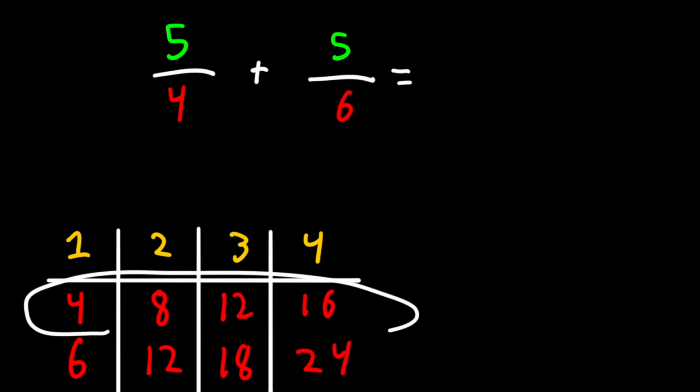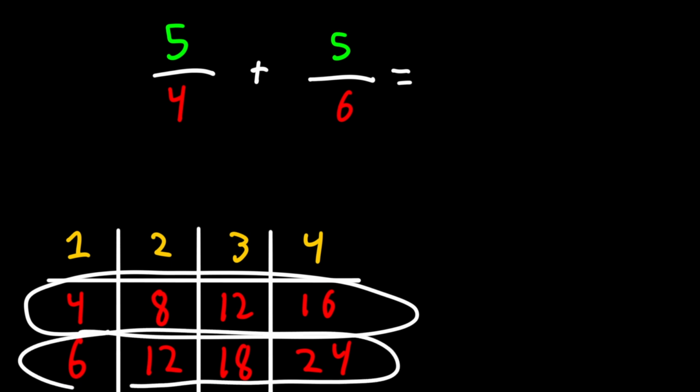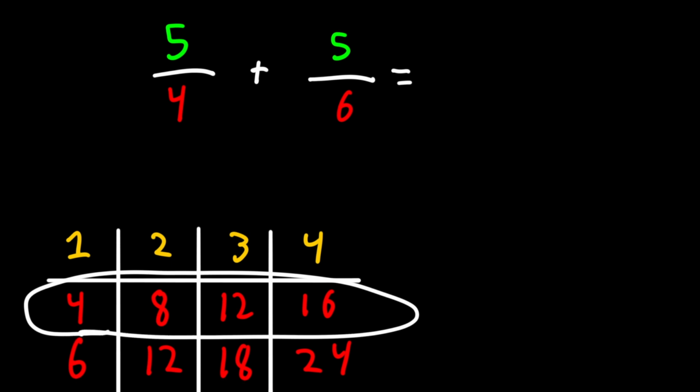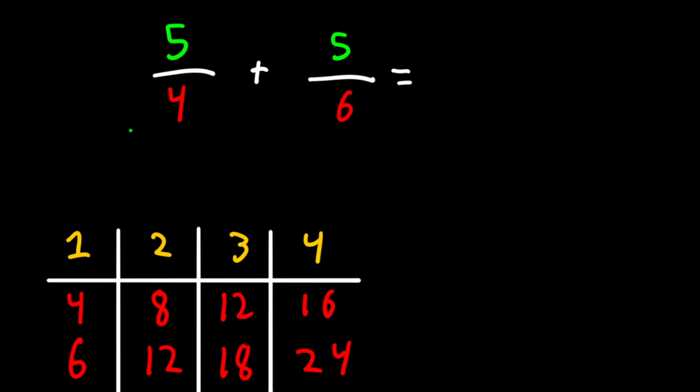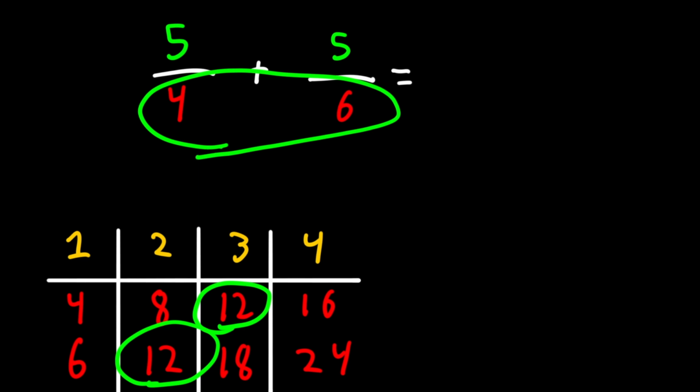Now, between these two rows, what's the least common number? What's the number that's closest to the left that they both have? That number is 12. They both have 12, and it's the closest to the left. So we have to make these denominators 12.